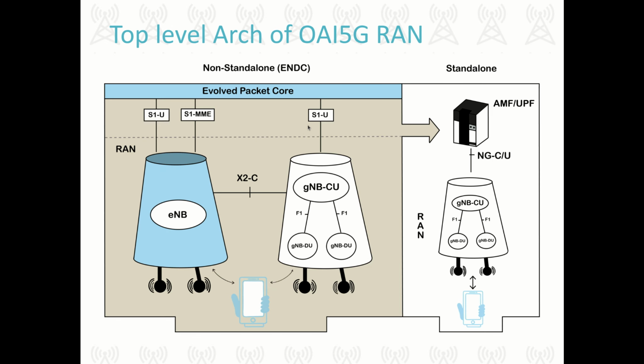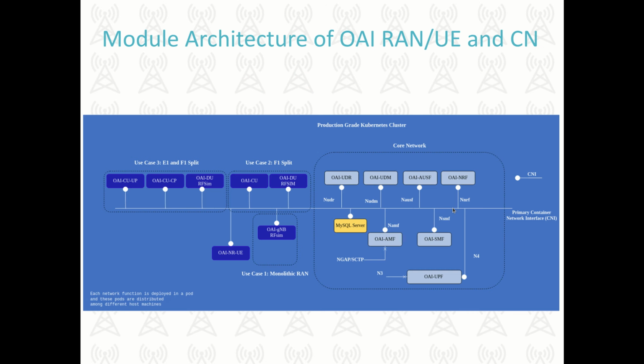This is a very top level architecture. You can clearly see that NSA gets covered here, and then this is 4G, and then this is the SA part, right? So the CU-DU F1 split is there, right? This is again a very high level module architecture.